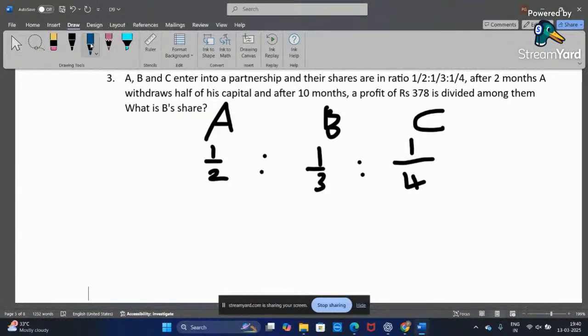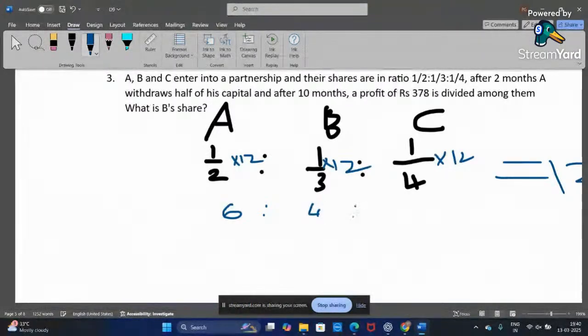So next step, we need to find the LCM for this. What is the LCM of 2, 3, 4? It is 12, right? 12 is the LCM. So what you have to do is multiply with 12. Then the ratios will be 6, 4, 3. These are the ratios of A, B, and C. And next, read the question again. A, B, and C enter into a partnership, and their ratios are this, and we have simplified it in the form of 6 is to 4 is to 3.